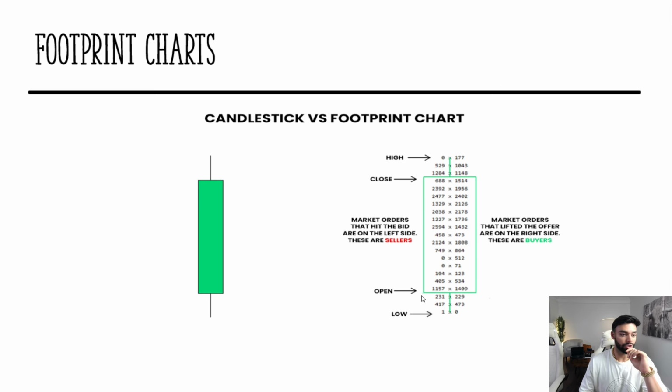It's going to show you all the market orders that are hitting the bid, right? On the left side, the sellers, all the market orders that are hitting the offer. We talked about these concepts, right? On the right side, these are the buyers. So it's going to show you the aggressive participants in the market and also plot these imbalances for you.